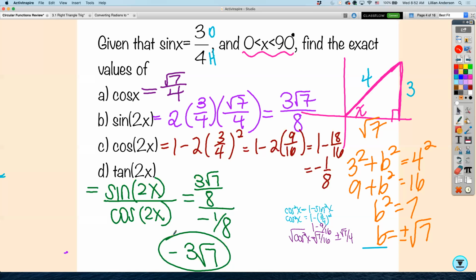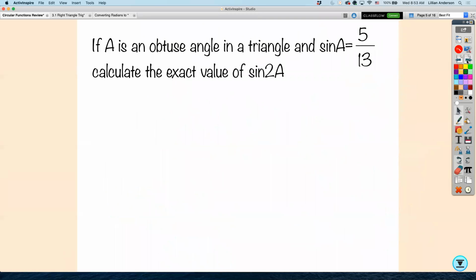Incorporating all of your identities that you need to know how to use, we continue to use these concepts and apply them here. If A is an obtuse angle in a triangle and sine A is equal to 5 over 13, calculate the value of sine 2A.